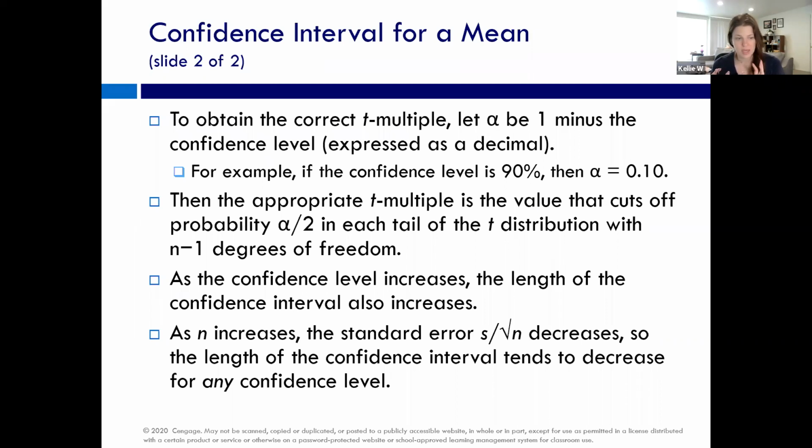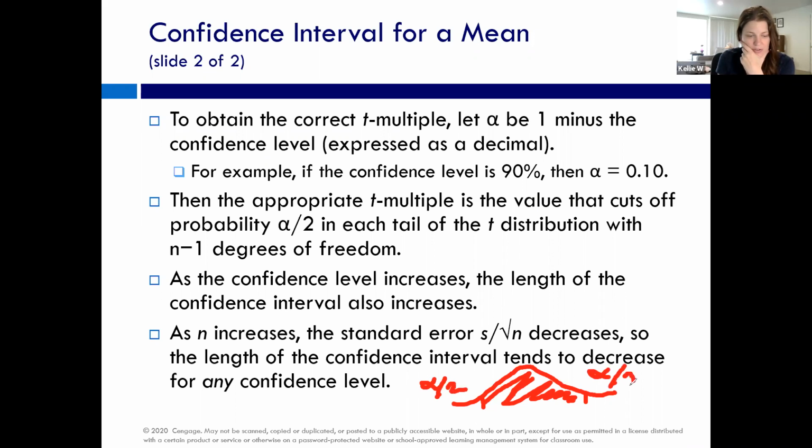Let me draw this out for you. So on each tail is alpha divided by 2. If you remember what our distribution looks like, our distribution looks like this, and we want 95%. Or we'll do 90%. 90% is everything in here. So we're cutting off this end, if you can read that, alpha over 2, and this end.